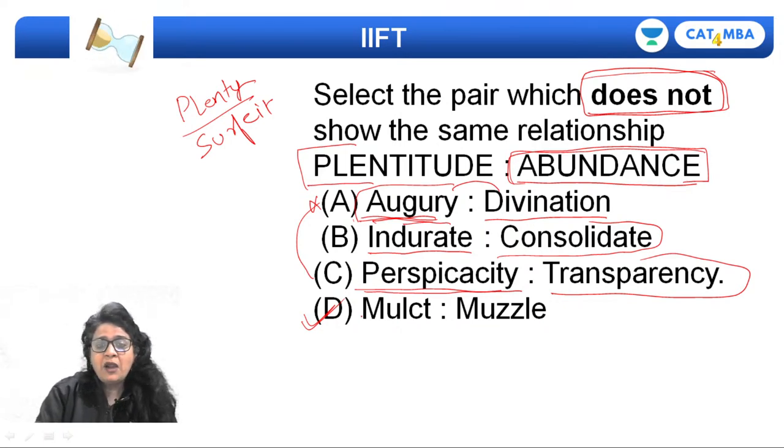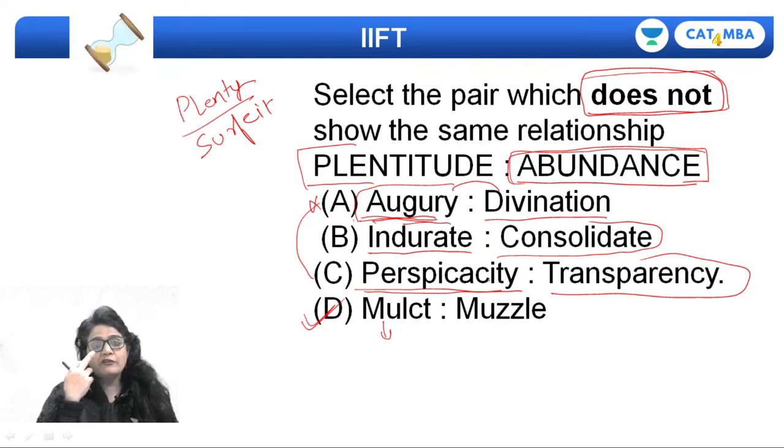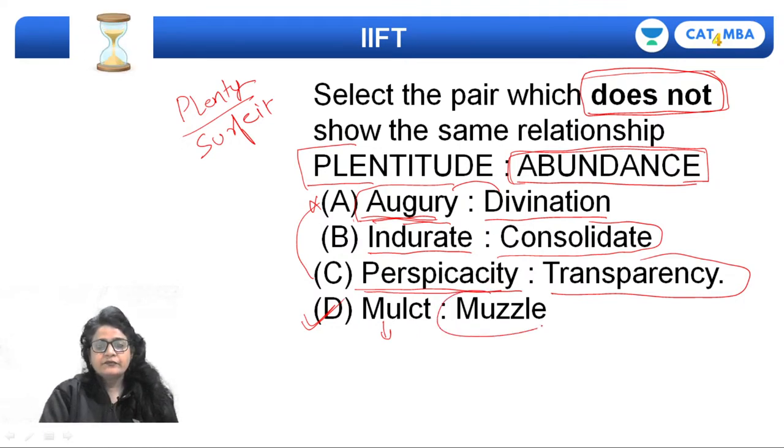Alright? So mulct is basically punishing someone by penalizing them. Punishing someone by taking money from them, by taxing them. Okay, so that is mulct. Muzzle is that snout which animals have. So no relationship at all, basically. Okay? So the snout, the mouth or the nose part of the animal, especially dog or other animals which have very clearly conspicuous snout on their face, that is muzzle. Okay? So this is the answer because nowhere is the relationship synonymous. Are we clear?